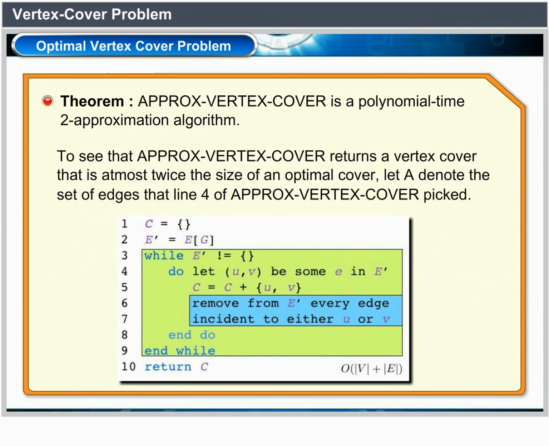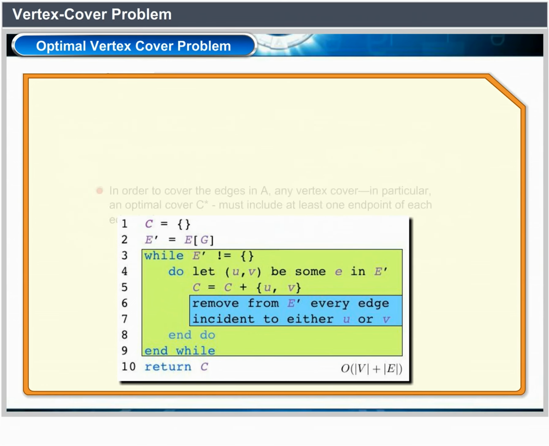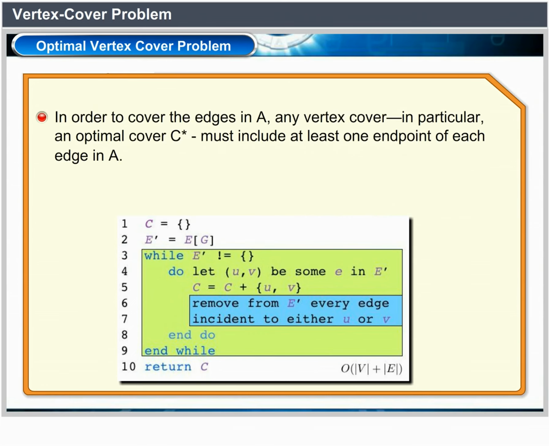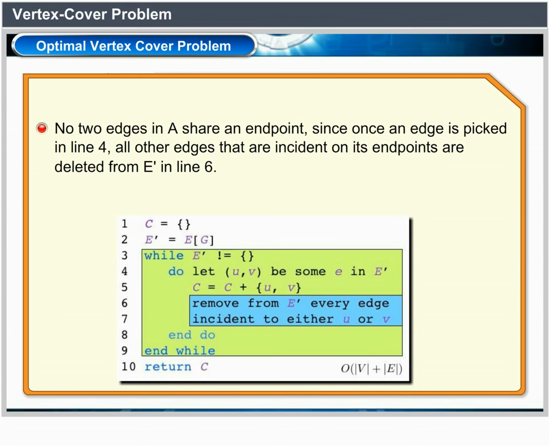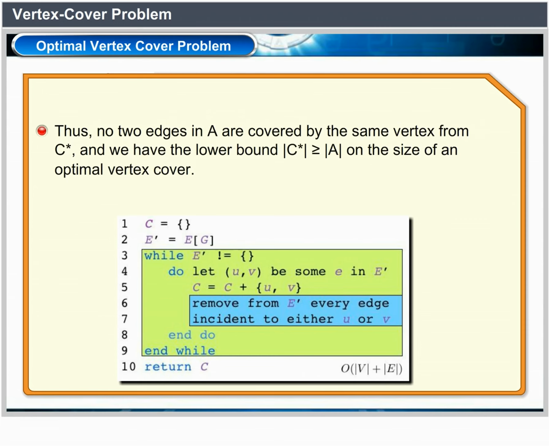In order to cover the edges in A, any vertex cover, in particular an optimal cover C*, must include at least one endpoint of each edge in A. No two edges in A share an endpoint, since once an edge is picked in line 4, all other edges that are incident on its endpoints are deleted from E' in line 6. Thus, no two edges in A are covered by the same vertex from C*, and we have the lower bound |C*| >= |A| on the size of an optimal vertex cover.